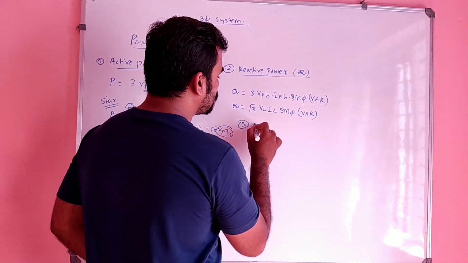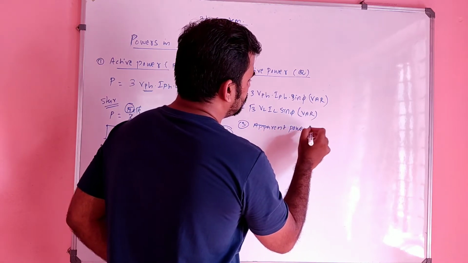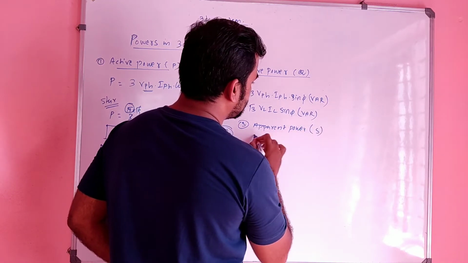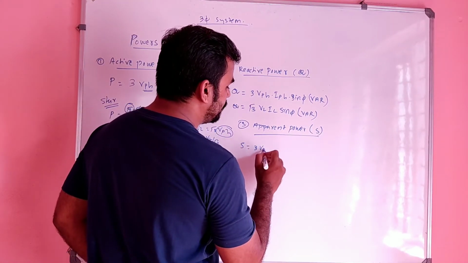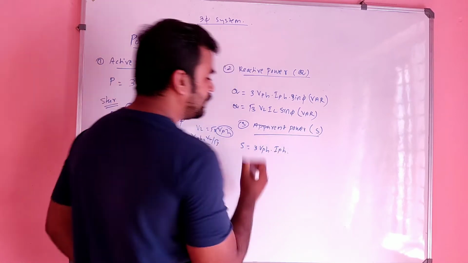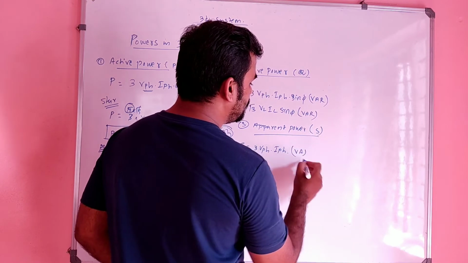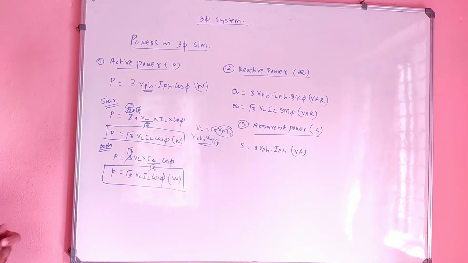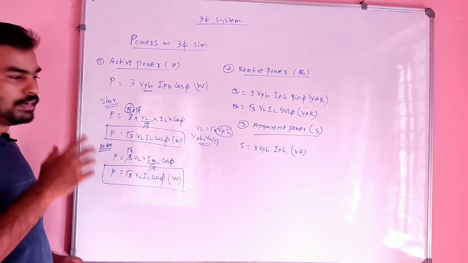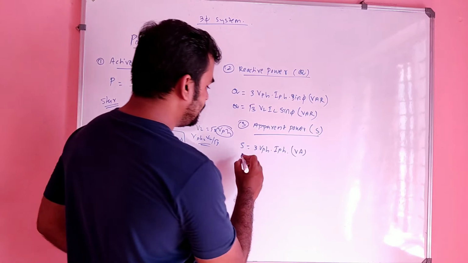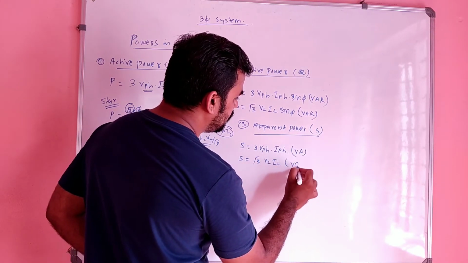And another power is called the apparent power. Apparent power, you all know this, right? It is represented by the letter S. Apparent power S is nothing but 3 into simply V phase into I phase. There is no sine term or cosine term, it is simply volt ampere. In reactive power the unit is volt ampere reactive, but in apparent power, simply volt ampere is the unit. Or in terms of line quantities, we have root 3 into simply VL IL, volt ampere.